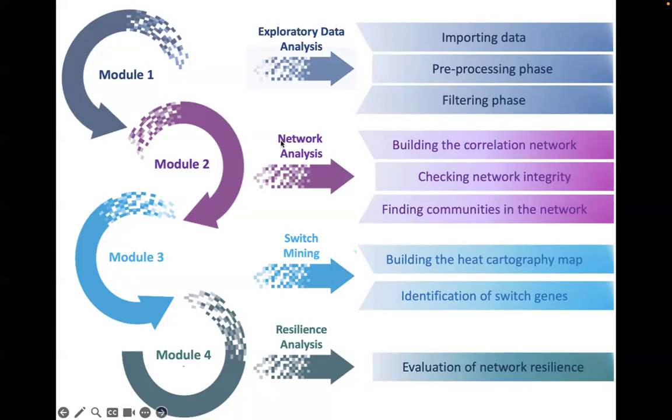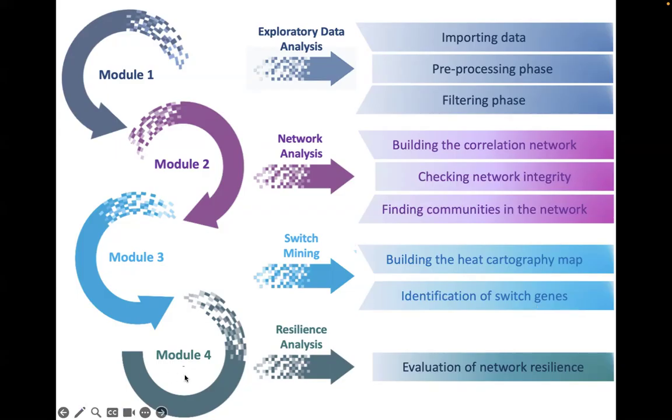Then, in the second module, Swim performs a network analysis in which it builds the correlation networks and finds communities in the network by using k-means. And in the third module, Swim builds the heat cartography maps, assigns a role to each node in the network, and finally it identifies switch genes.